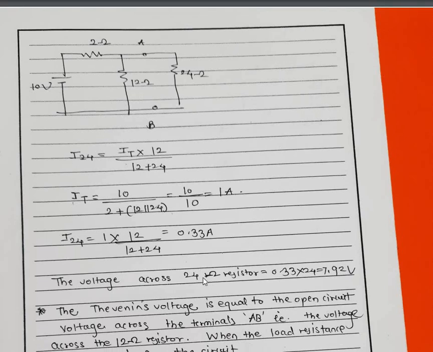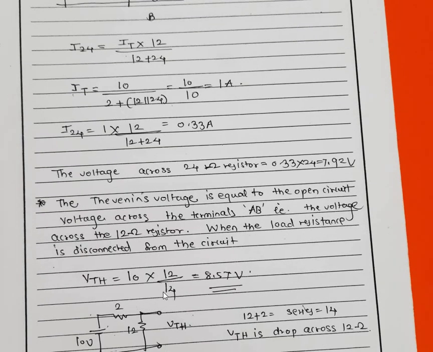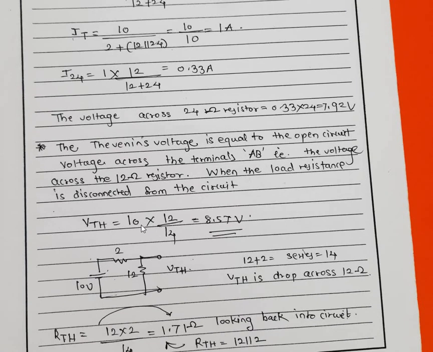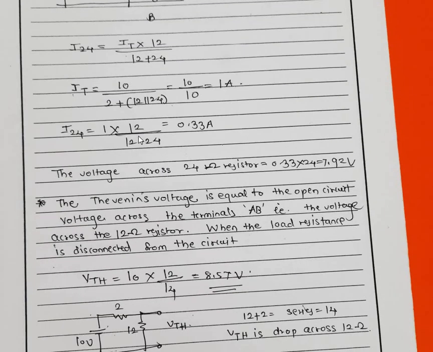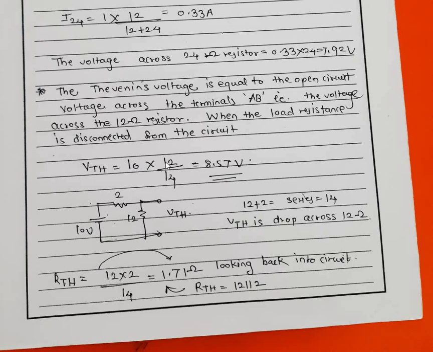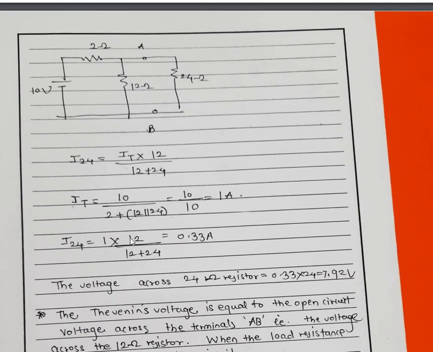Now we will apply Thevenin's theorem, and just see how you get it. First of all, we will calculate Thevenin's voltage VTH, that is, the open circuit voltage. In the division rule, we consider the other resistor in the numerator. Here, open circuit means the drop across this 12 ohm, so the resistor across which we want the voltage drop will itself appear in the numerator.